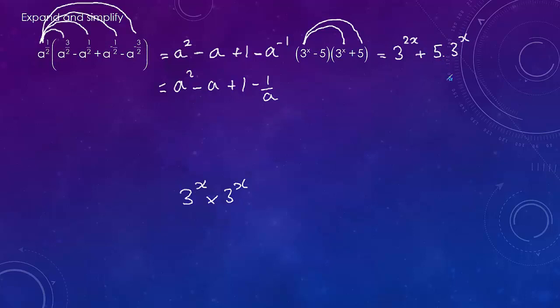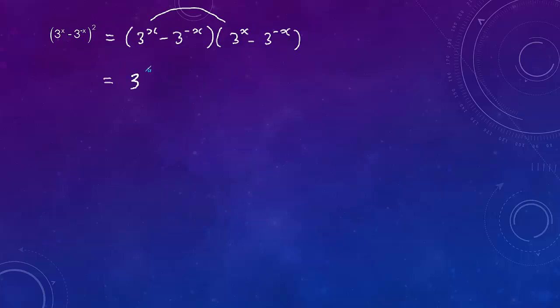This little dot indicates a multiplication. I could also do this. Take away 5 multiplied by 3 to the x. And then finally, negative 5 times positive 5 gives me plus 25. No, it gives me minus 25. Now, those middle terms cancel. Remember, I said it was a difference of 2 squares. So we have 3 to the 2x take away 25.